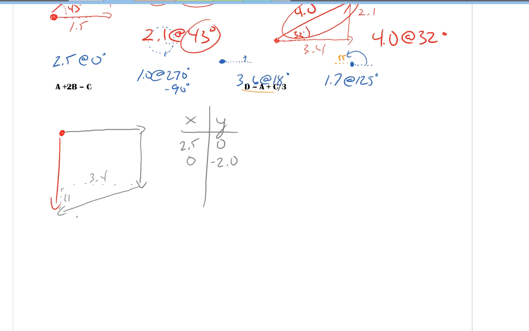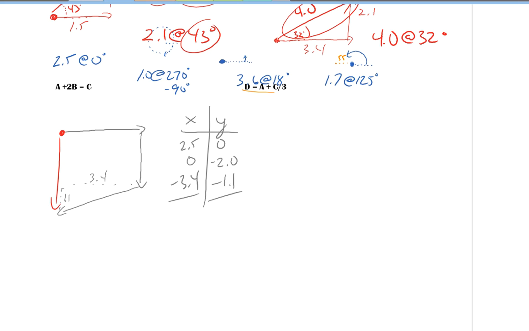So the x component for that one is 3.4, but since it's going to the left, it'd be negative 3.4. The y component is 1.1. That vector is moving downwards, so that'd be negative 1.1. So there's all my components. Now that I have all my components, I'm just going to add them together.